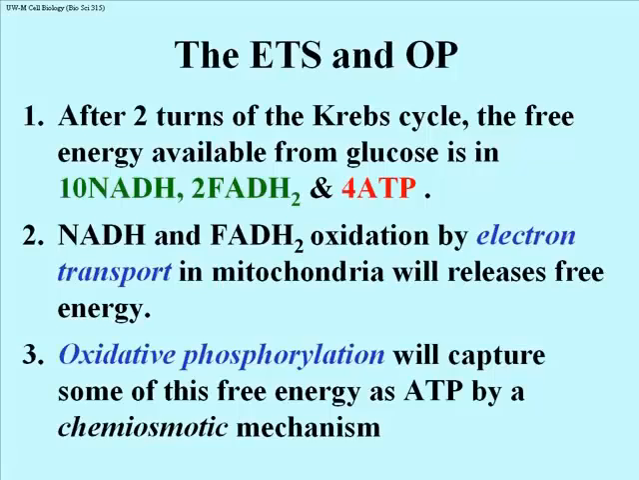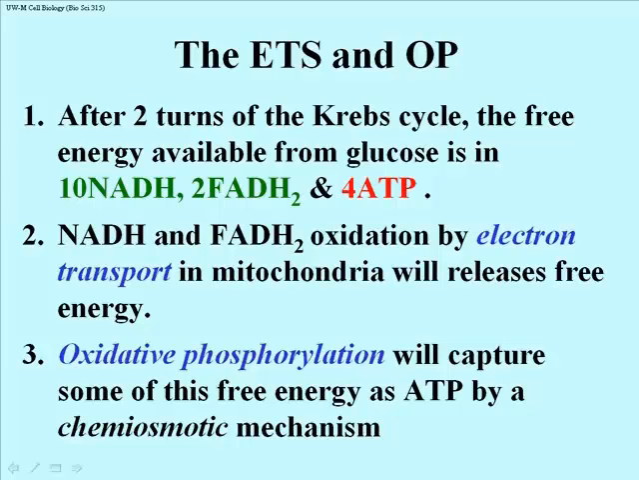In an earlier presentation, we saw that after glycolysis and 2 turns of the Krebs cycle in aerobic organisms, the free energy that was once in glucose is in 10 NADHs, 2 FADH2s, and 4 ATPs. So in this module, we'll see how the free energy in the reduced electron carriers is released during electron transport and captured in a gradient of protons. In a later module, we'll see how relief of this proton gradient is coupled to ATP synthesis by oxidative phosphorylation.